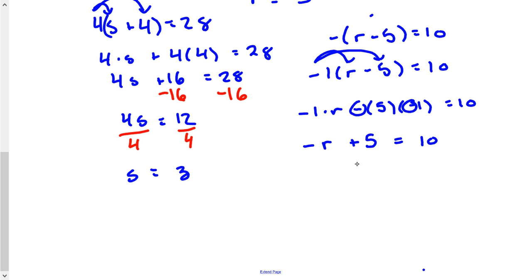Then what we're actually going to do here is we're going to add the r to both sides. So the r becomes positive. So 5 is equal to 10 plus r. Then we will subtract the 10. So we are left with negative 5 is equal to r. Now that's just for dealing with brackets.